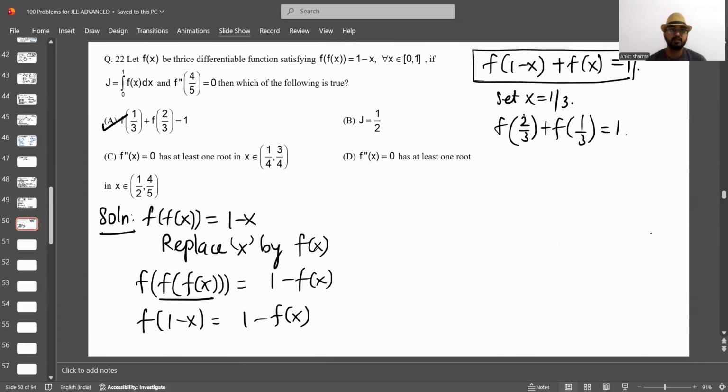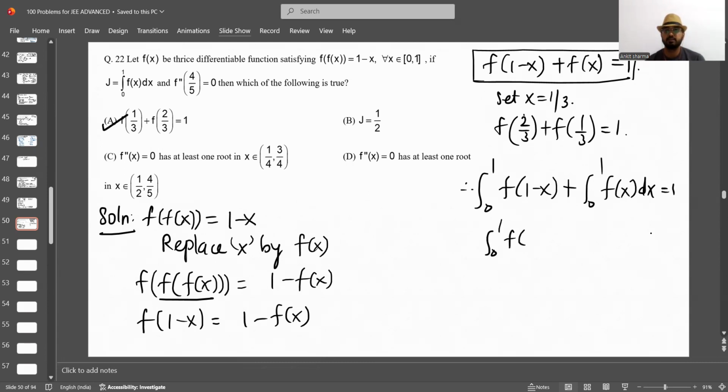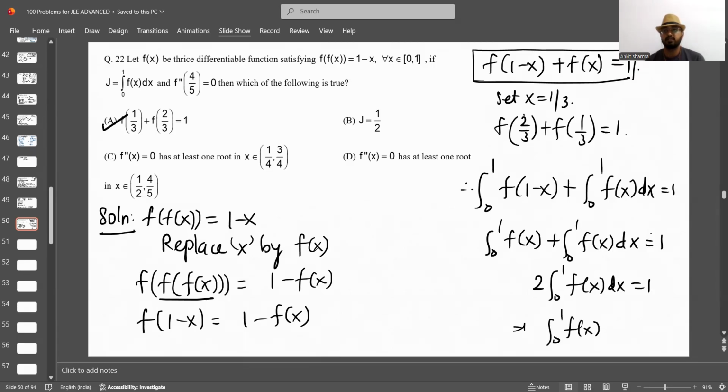Okay, so I'll integrate this from 0 to 1. So integral 0 to 1 f of 1 minus x plus integral 0 to 1 f of x dx is going to be 1. The integral 0 to 1 of f of 1 minus x is the same as integral 0 to 1 of f of x, using the King's property. So I get 2 times integral 0 to 1 f of x dx is equal to 1, which means integral 0 to 1 f of x dx is going to be half. So here we have used King's property.